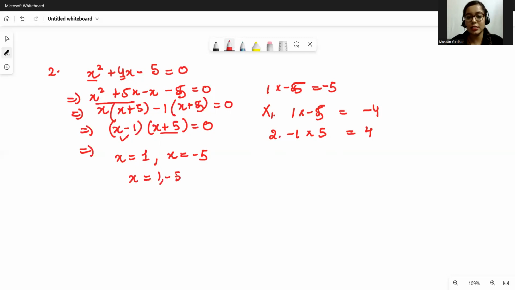So today we have learned about factorization. In upcoming classes, we are going to learn about the completing the square method and the quadratic formula.